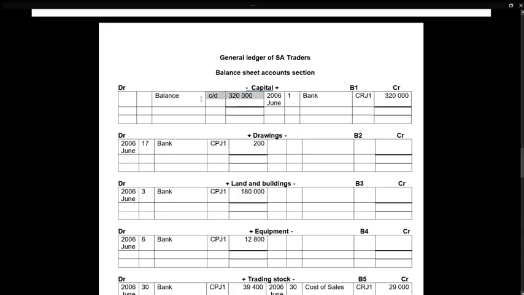Remember, this is not a transaction, it's only a calculation of the difference between the two sides. Therefore, my details can't be another account's name, it needs to be balance. I'll always do this at the last day of the month, 2006 June.